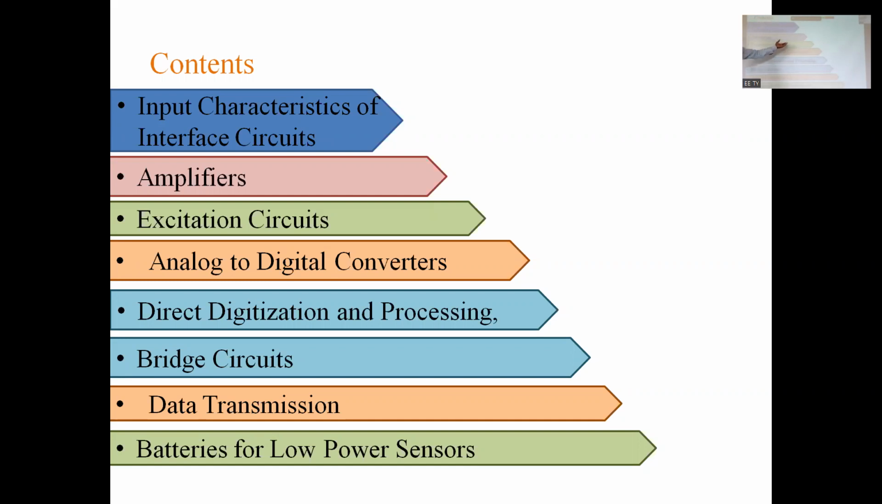Again, the excitation circuit. Some sensors require an excitation circuit. Another one is the analog to digital converter, which converts the signal into computer readable form or computer readable data.